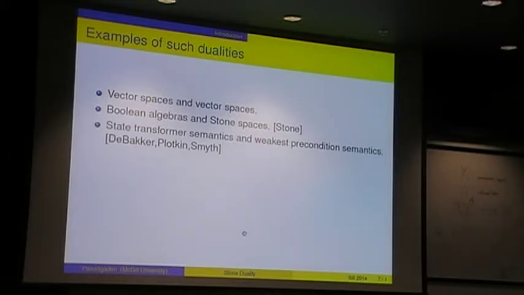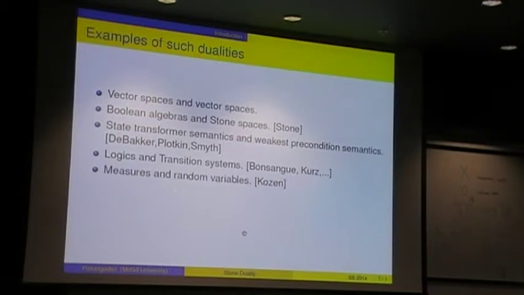I've mentioned before the state transformer semantics and weakest precondition semantics. This is actually such a Stone type duality, complete with the reversal of the arrows and everything. In general, logics and transition systems are duals, and there was a whole bunch of people whom I can't fit on this slide. So we now understand that logics and transition systems or automata are really mirror image descriptions of the same thing. And many of the things that we call completeness theorems and so on are subsumed by these kinds of dualities.